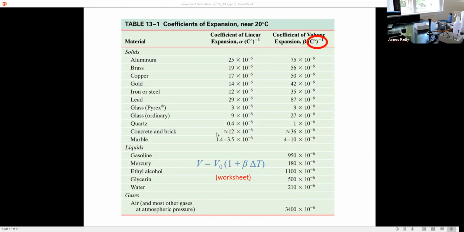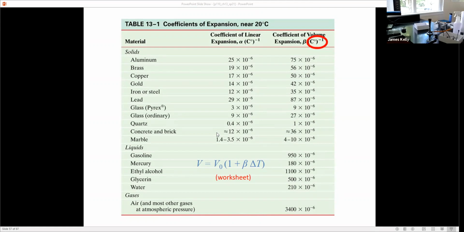Let me grab a worksheet here, which has to do with a steel tank that's filled to the very top with gasoline, and we're told the original temperature, and then it sits out in the hot sun and increases to 40 degrees Celsius. So it goes from 20 degrees Celsius to 40 degrees Celsius, and we want to decide how many gallons of gasoline will overflow.